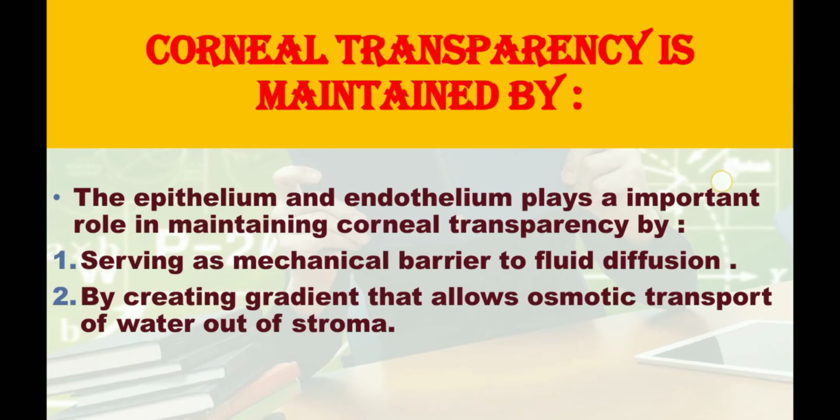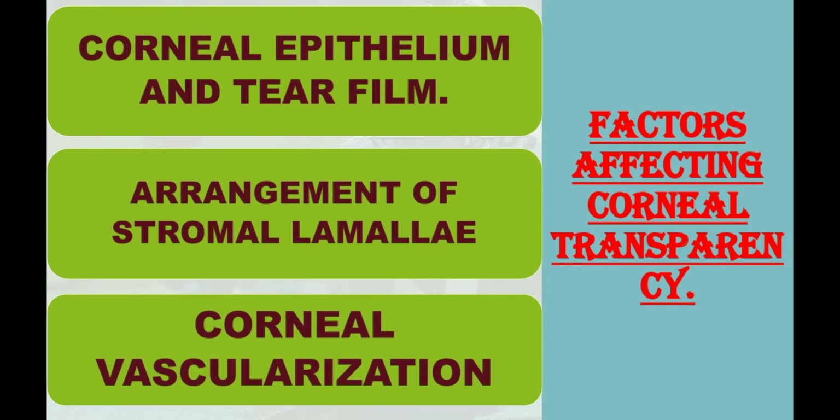So these two layers are really helpful for maintaining corneal transparency. The factors affecting corneal transparency are the corneal epithelium and tear film, the arrangement of stromal lamellae, and corneal vascularization. These three factors are really important in affecting corneal transparency.